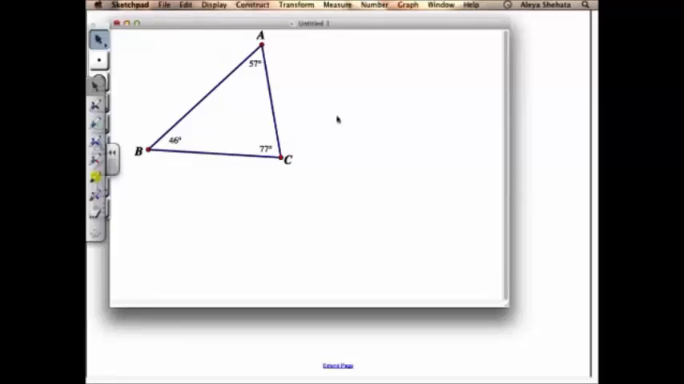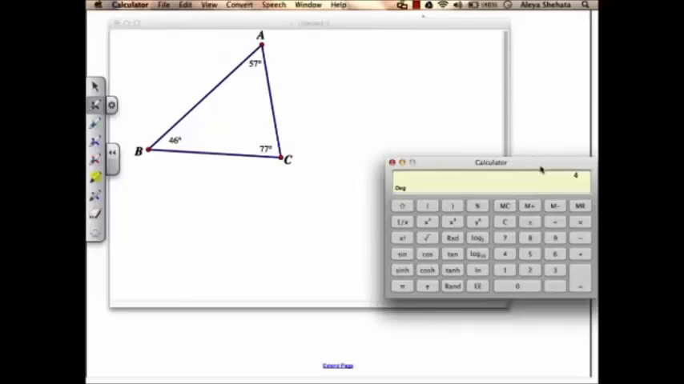So if you take a look at this diagram in front of you, we have three angles. Our three angles are the 46 degree angle right here, the 57 degree angle, and the 77 degree angle. So let's add them all together. I'm just going to add 46 plus 57 plus 77, and it ends up being 180 degrees.